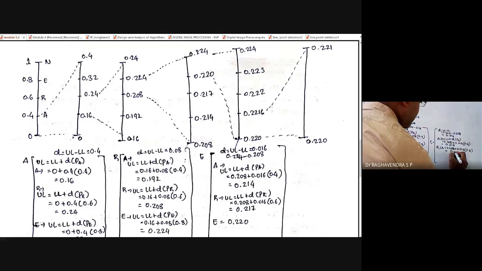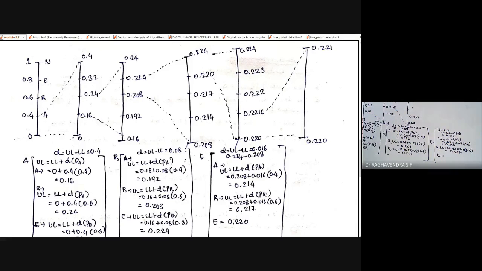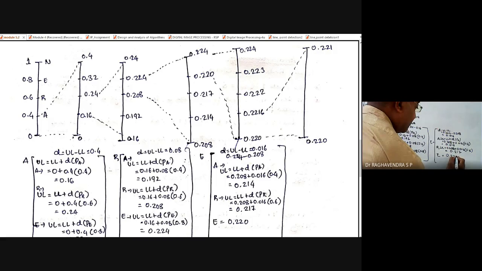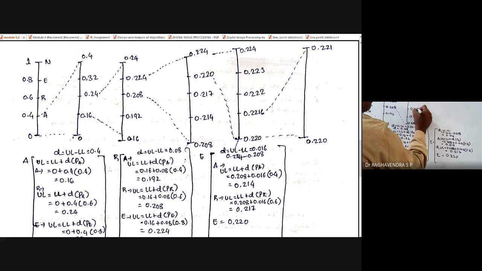0.217. Okay, what is the value for E? Anybody can directly calculate ಮಾಡಿದ್ರೆ ಎಷ್ಟು ಬರುತ್ತೆ ನೋಡೋಣ. E, 0.220. 0.220 is the correct answer. Okay, now you substitute the values. So this becomes 0.217 and 0.220. Okay, so coding has been done for the letter E. Okay, so next.